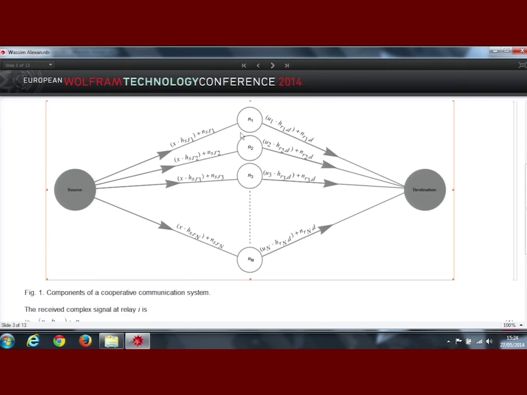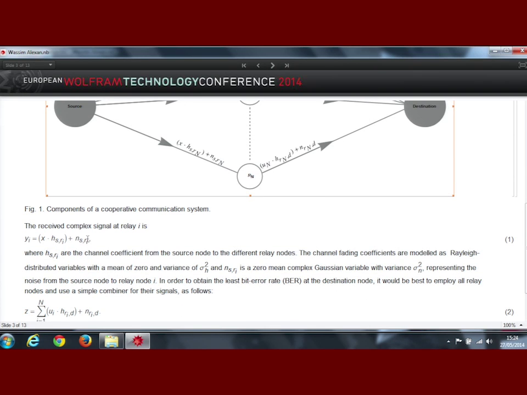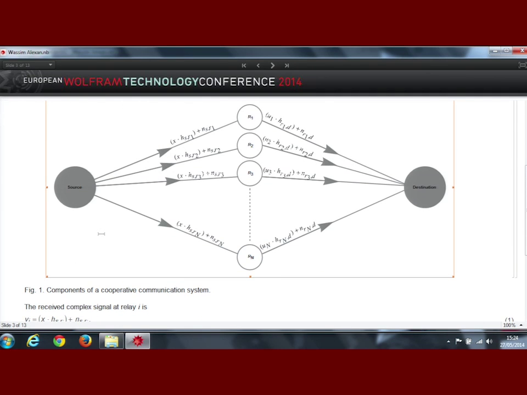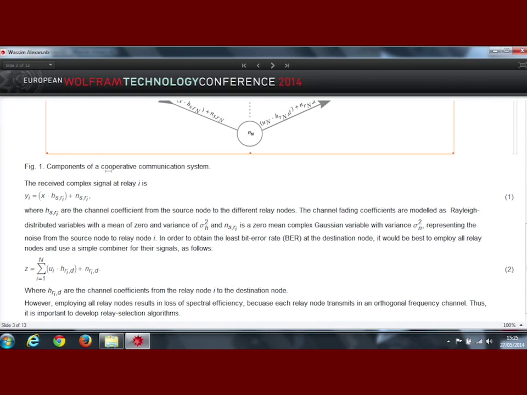At any given relay node, the received signal is given by equation 1. And at any relay node, you can follow one of two techniques, either an amplify and forward technique, where you simply take the received signal, amplify it, and then forward it to the destination node. The other way around is to use a decode and forward mechanism, where you receive the signal, try to decode it, estimate the original X, the sent message, and then forward it to the destination node. At the destination node, it's pretty easy. You just follow a simple combining rule, as the one in equation 2.